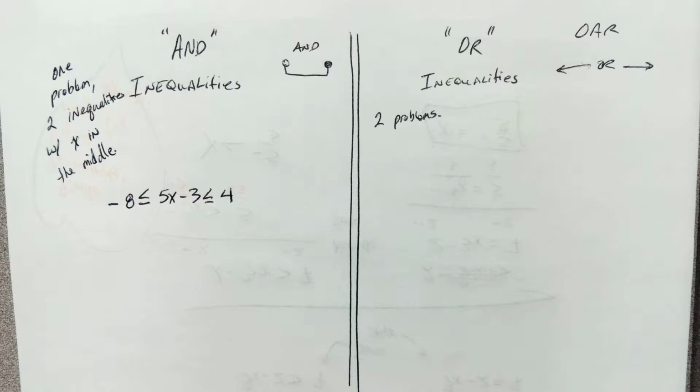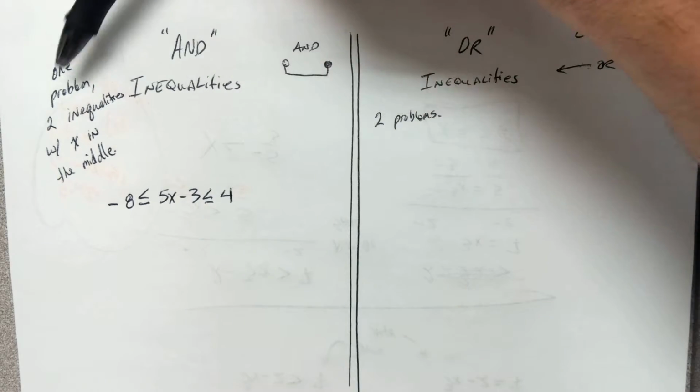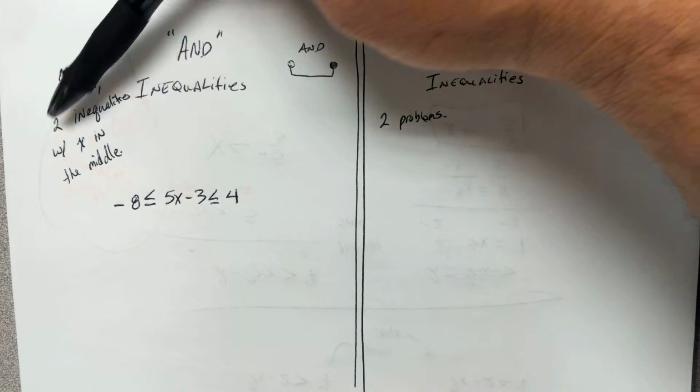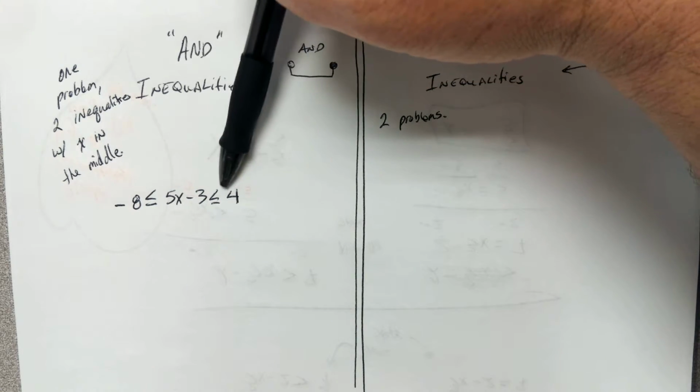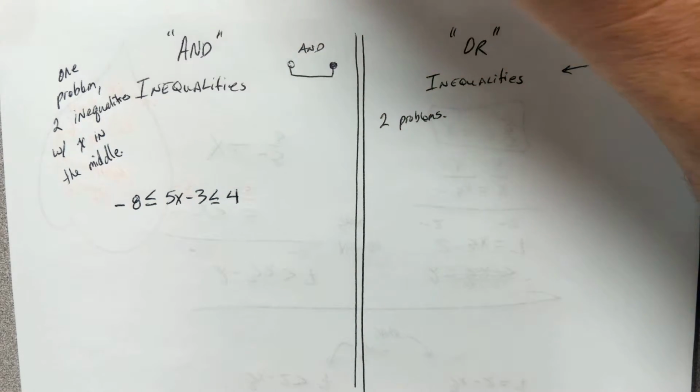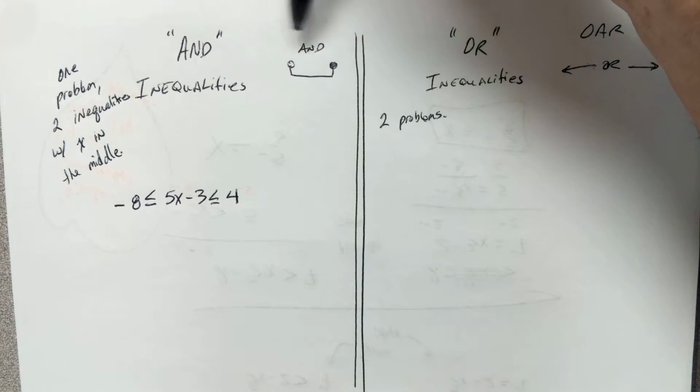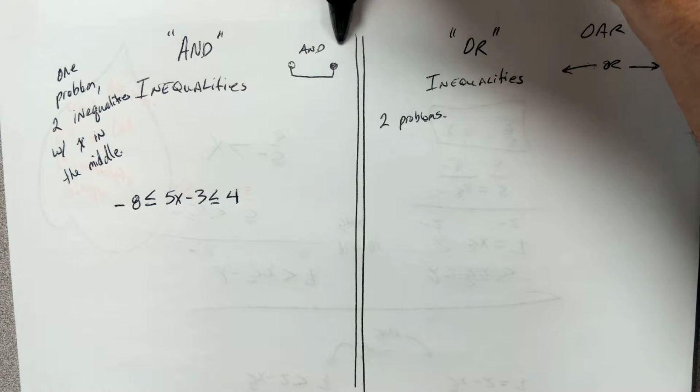This is an and. Do you see, Celine? This is one problem, right? But it has two inequalities, one here and one there, and the x is in the middle. That's going to be and. The graph is going to look like this. We can handle this. It's no big deal.